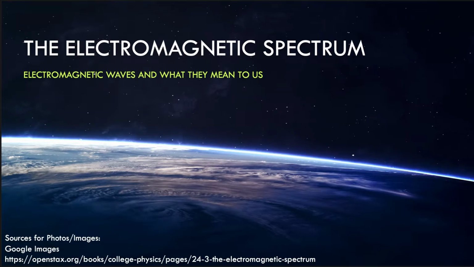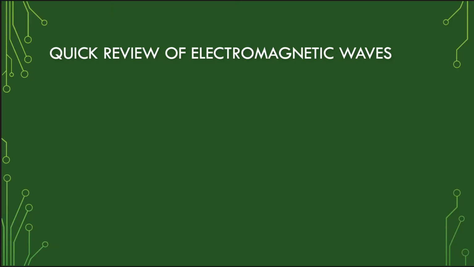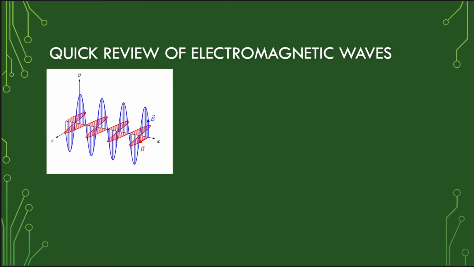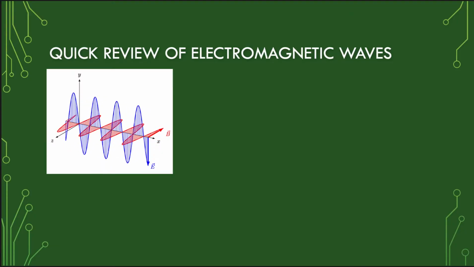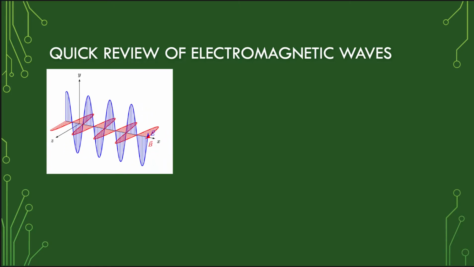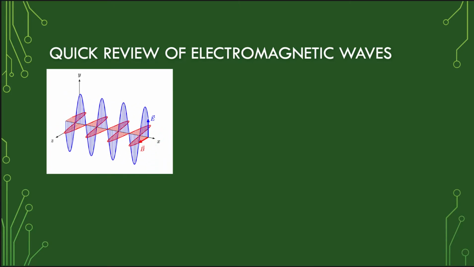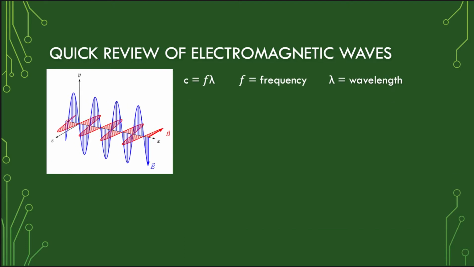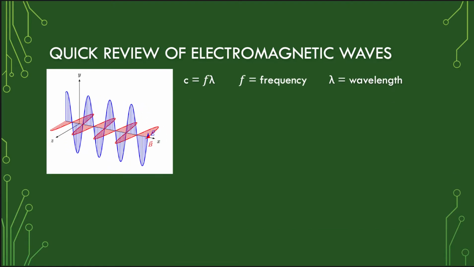The electromagnetic spectrum. Electromagnetic waves and what they mean to us. This image illustrates what an electromagnetic wave looks like. They have two parts as the name suggests, the electric and magnetic, E and B respectively. EM waves travel at the speed of light with a certain frequency and wavelength.